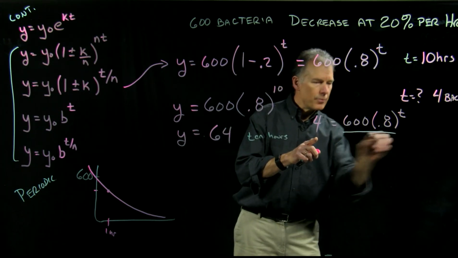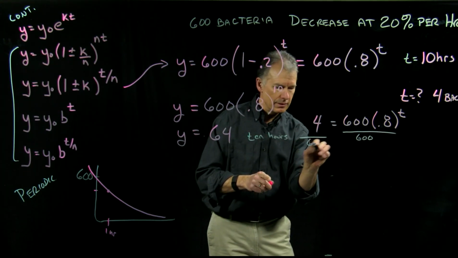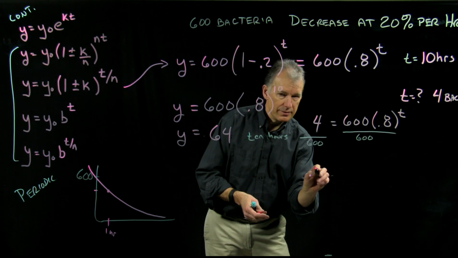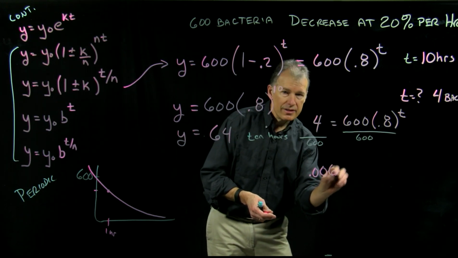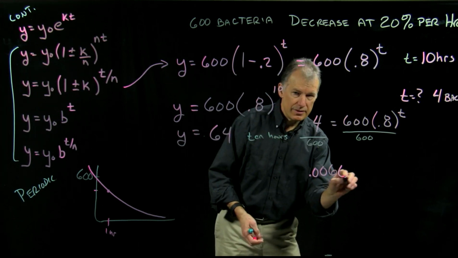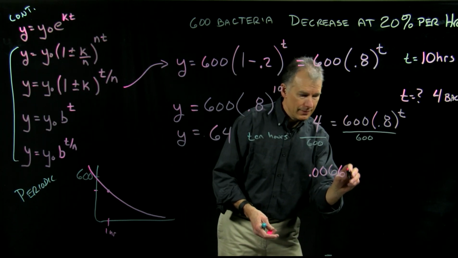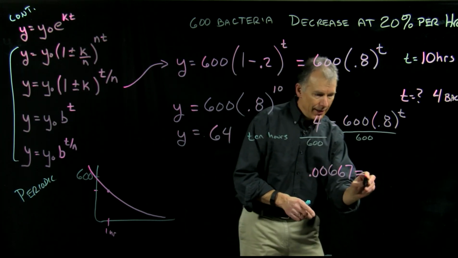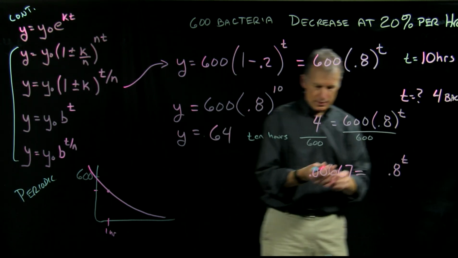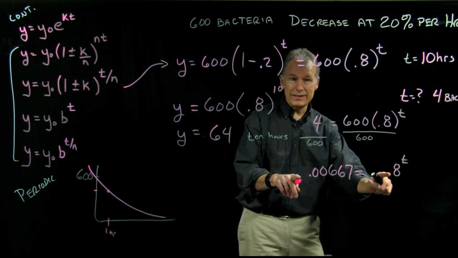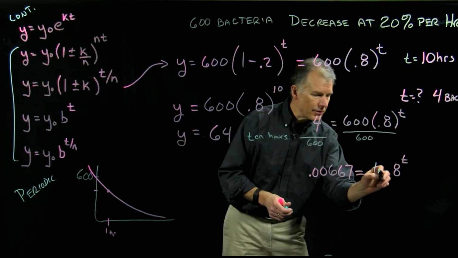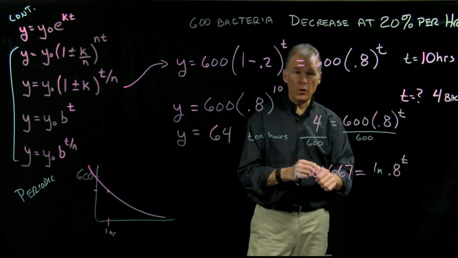As you can imagine, the first step would be just to divide by the 600. And that'll give us 0.006667. I think that's what that is, okay? And then over here we're going to have, of course, our 0.8 raised to the power of t. Again, now to get our exponent here, we'd need to either take the log of both sides or the natural log. And this time I'm going to choose to take the natural log. There's no advantage. I just want to show you that both work, okay?